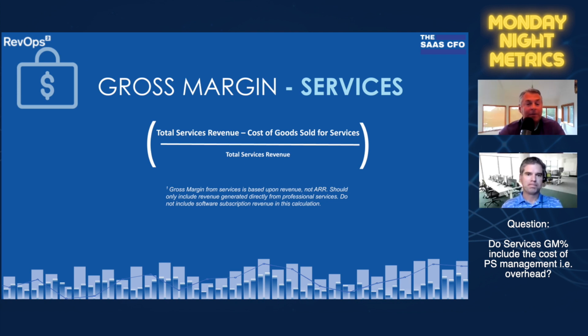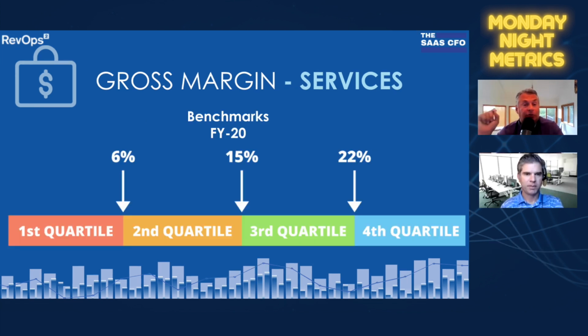Okay. Well, we've got about 3 minutes left because we're trying to make this fast moving, Ben. So I think what we'll do next is just look at the benchmarks for services.